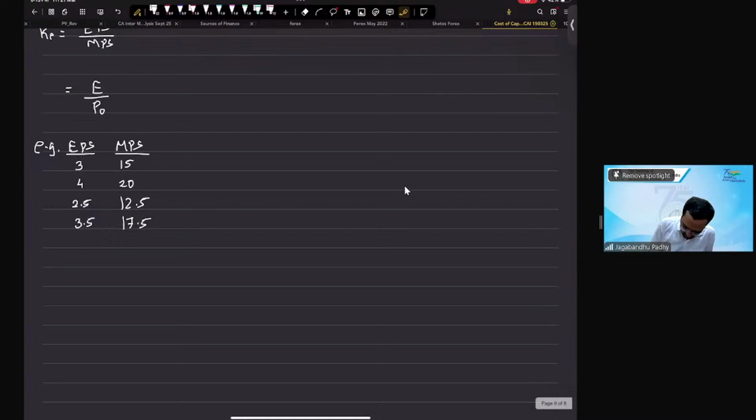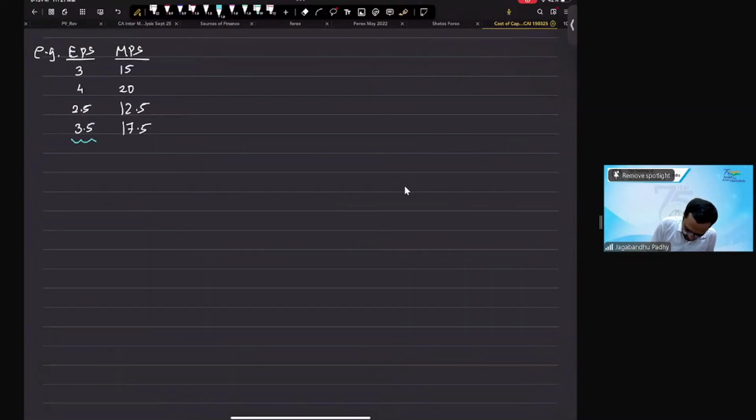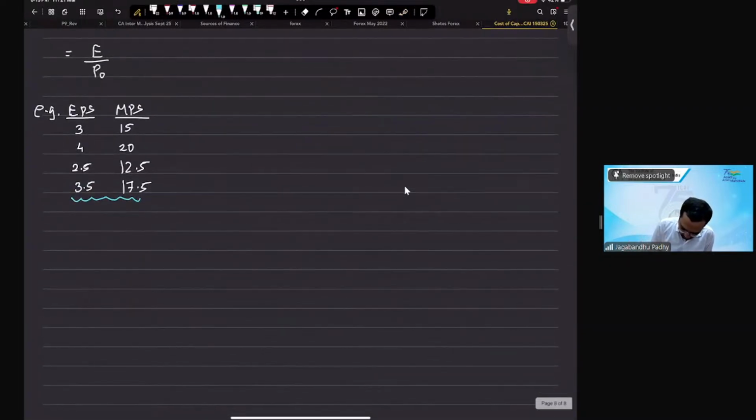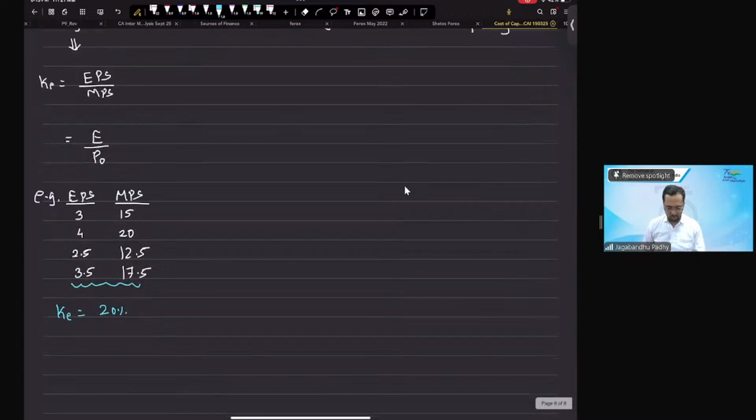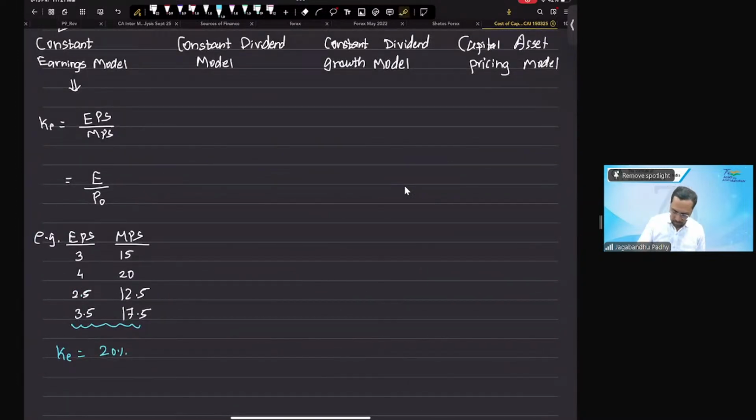If I ask you, what is the cost of equity looking at this particular number? Cost of equity is, can I say, 20%? Right. So cost of equity stands at 20% in our case, because we observe that every time your market price is 5 times of EPS. It means EPS is 1/5 of MPS. So equity shareholders expect a rate of return of 20% from your particular shares.